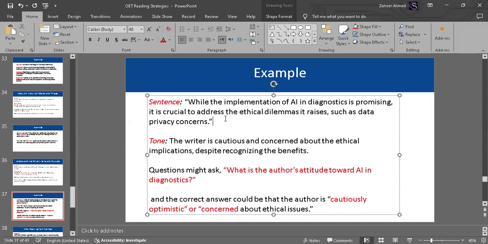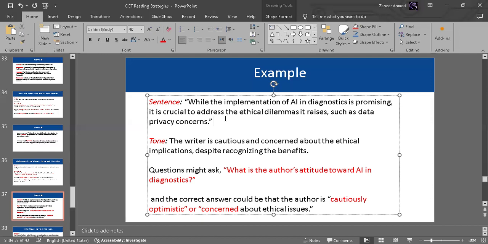Once the implication on diagnosis, its promising historical address, the ethical elements, such as data privacy concerns. So when he said it is crucial to address ethical dilemmas it raises, the writer is cautious and concerned about ethical implications. Despite recognizing the benefits, he is cautious. So a question might ask you, what is the author's attitude towards AI in diagnosis?